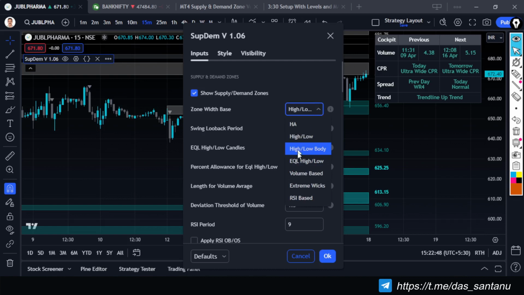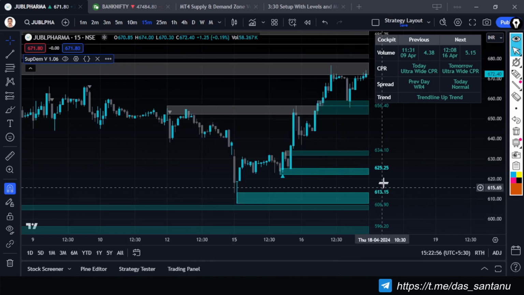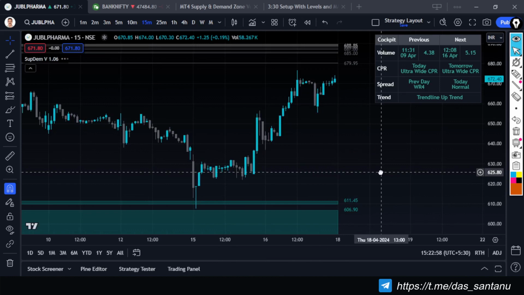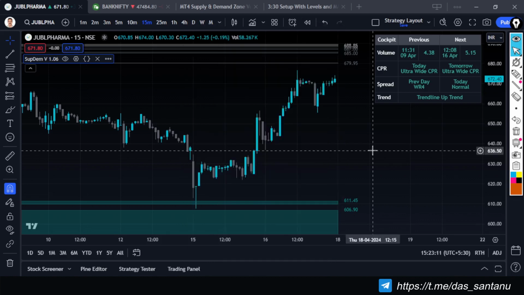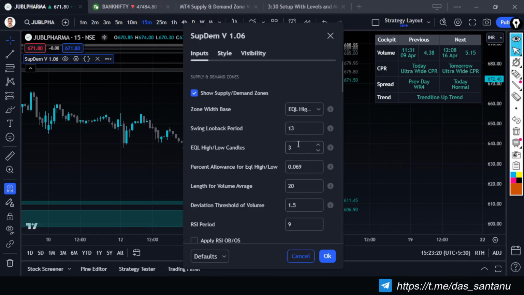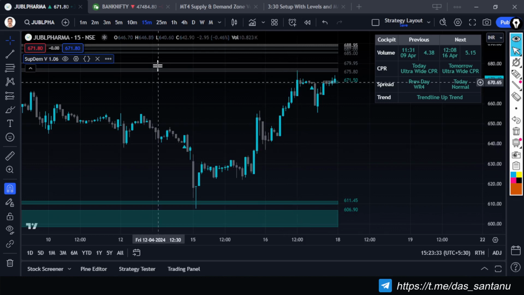Now we are changing it to equal high and low. I changed it to a lower time frame as equal high-low is very rare in daily or above time frames. Equal high and low means it will take some consecutive candles, here it is 3, and compare their high or low values with some percentage as mentioned in this box. A lower percentage value will give you fewer zones with lesser thickness and vice versa. It is frequent on lower time frames like 15 minutes, 5 minutes, etc.